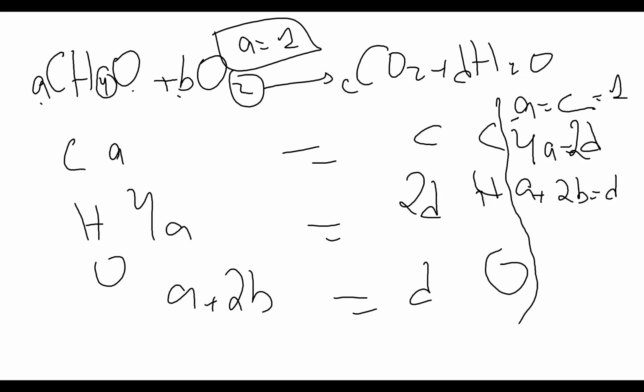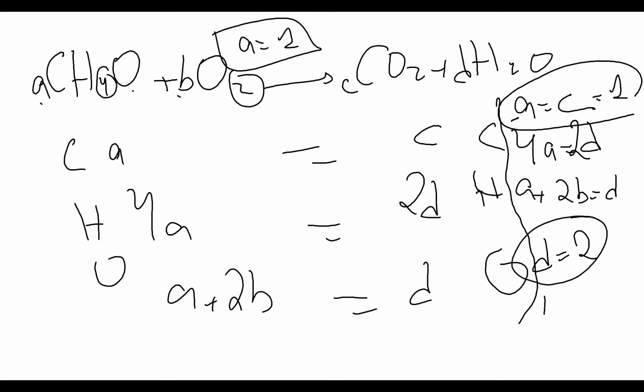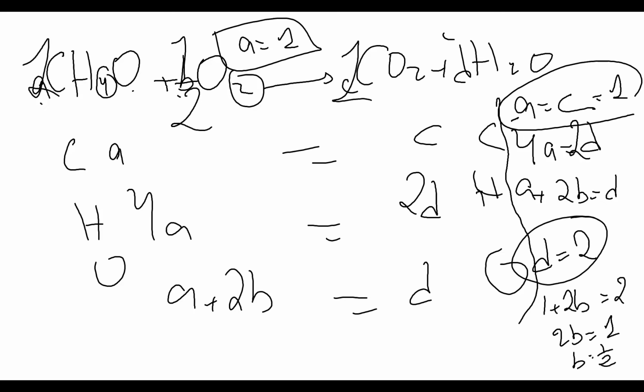So now we have A equals C equals 1, D equals 2. And A is 1, so 1 plus 2B equals 2. 2B equals 2 minus 1 equals 1. B equals 1 over 2. So now we just put 1 over 2 here. We put a 1 here. We put a 1 here. And we put a 2 here.